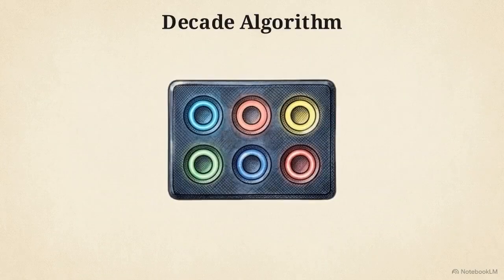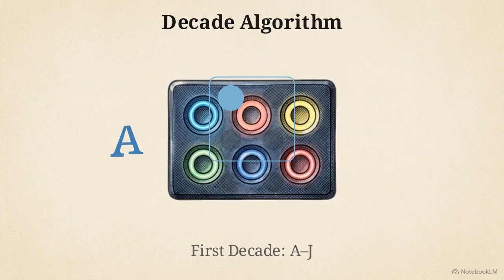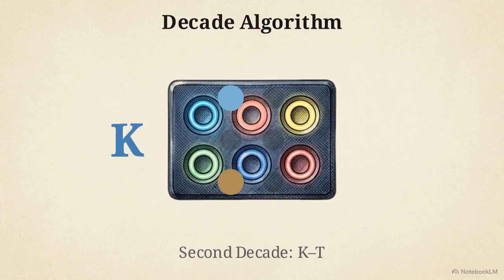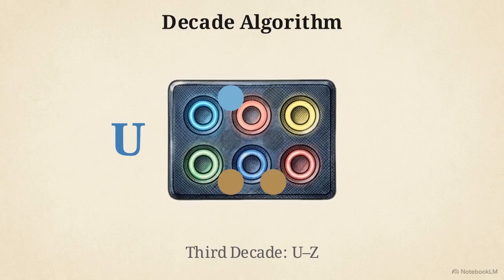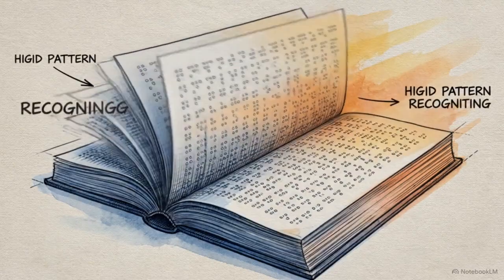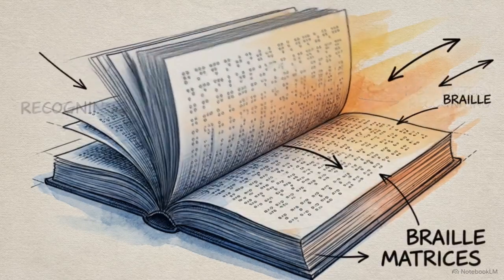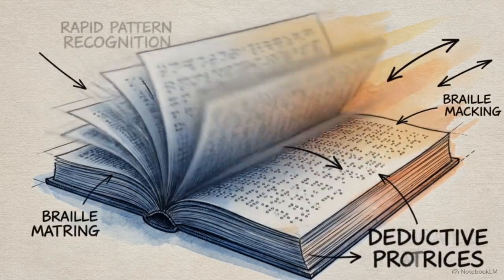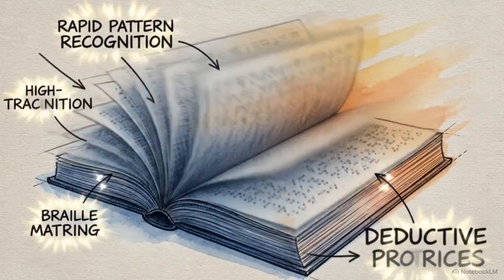The decade algorithm establishes a base pattern using the top 4 dots to generate characters A to J. Activating dot 3 shifts this pattern to generate K through T. Adding dot 6 shifts it again for U through Z. Because the values follow a predictable hierarchical structure, a user can deduce the meaning of an unfamiliar character by reverse engineering its modifiers. Systematic matrix generation accelerates cognitive pattern recognition. It turns tactile reading from a brute force memory task into a rapid deductive process.